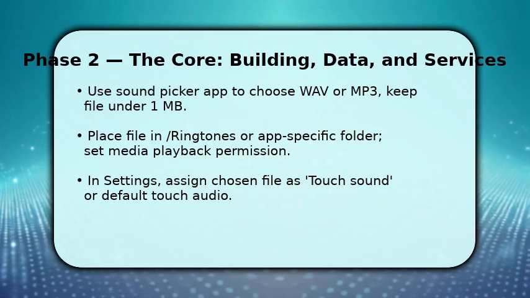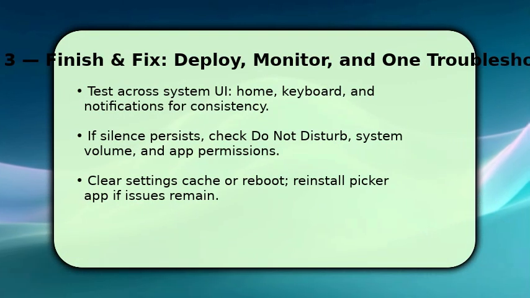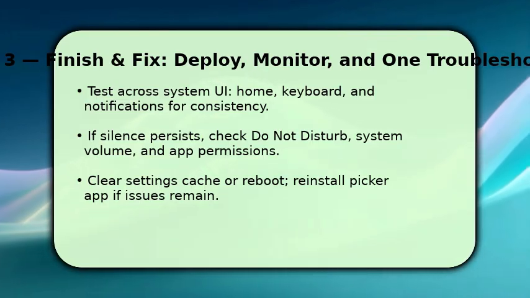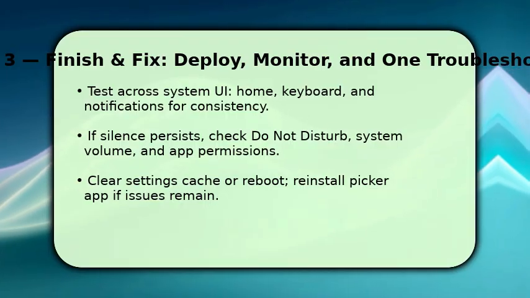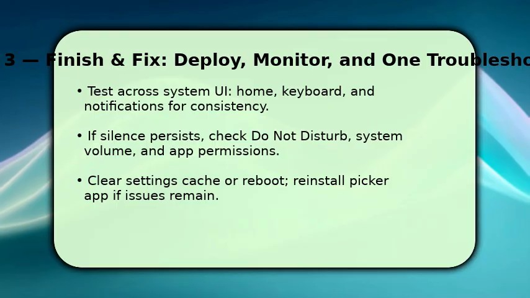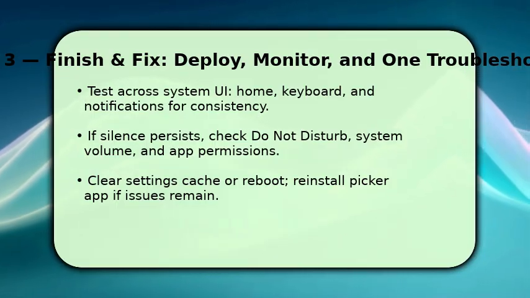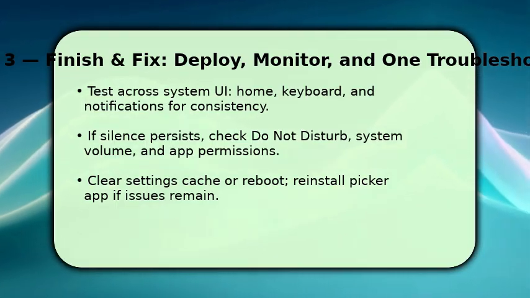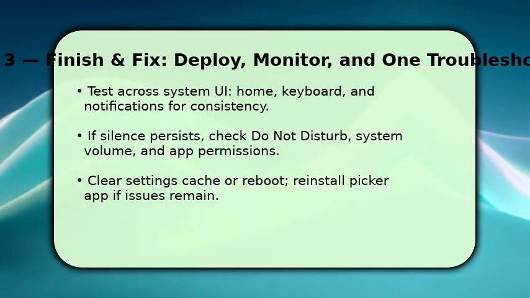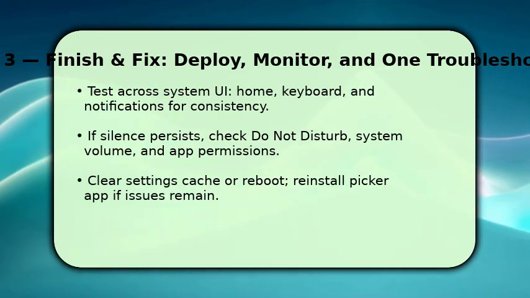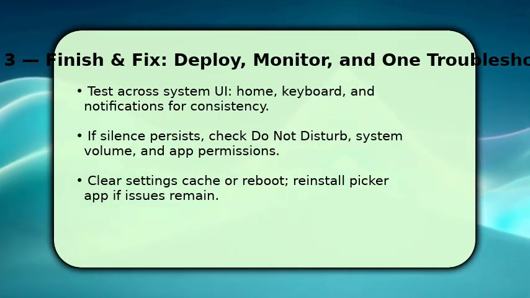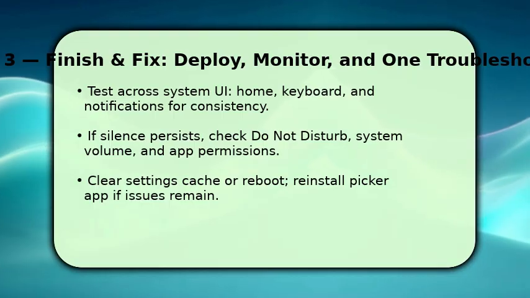Finish by testing taps across the system. Home screen, keyboard, and app buttons should play the sound. If you hear nothing, check Do Not Disturb, system volume levels, and that the app has permission to modify system sounds. Once done, clear the Settings app cache or reboot the device. That often resolves registration problems. If issues persist, reinstall the Sound Picker app or try a different short audio file. That single troubleshooting tip usually fixes silent.